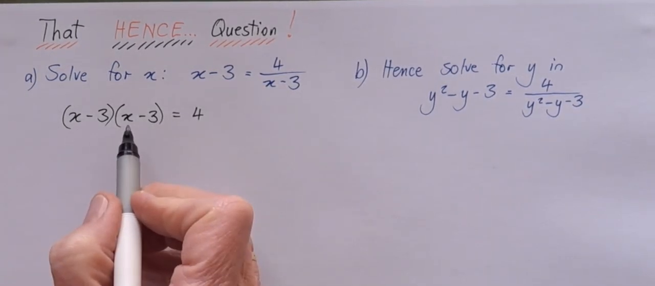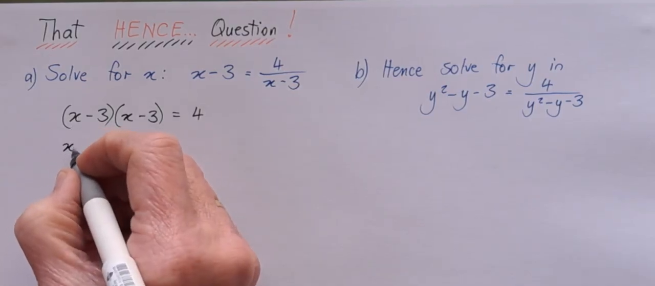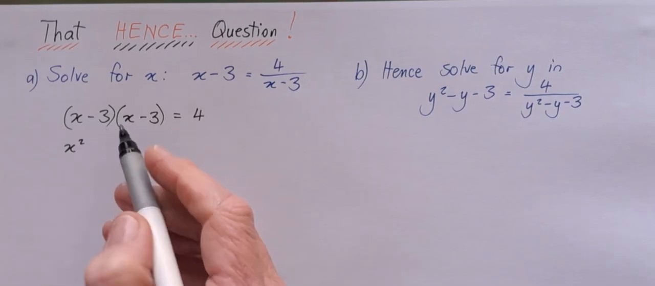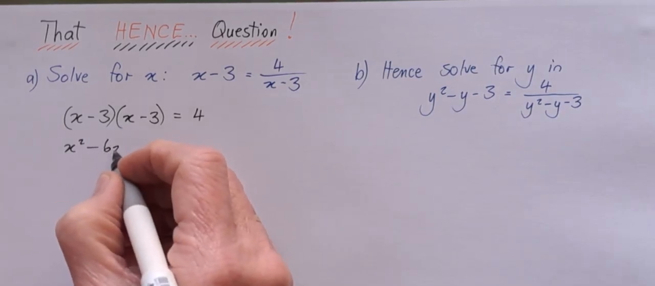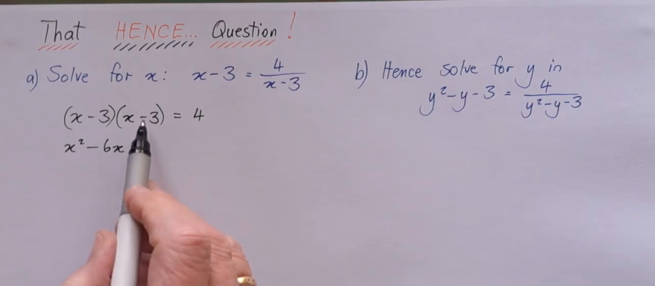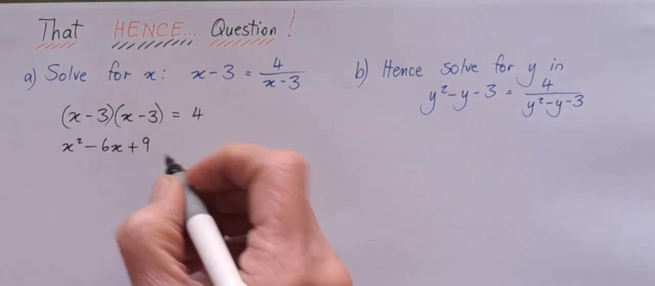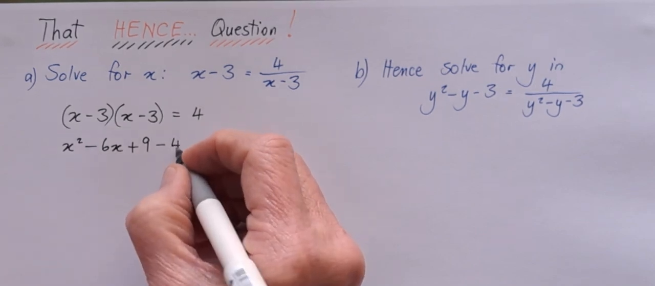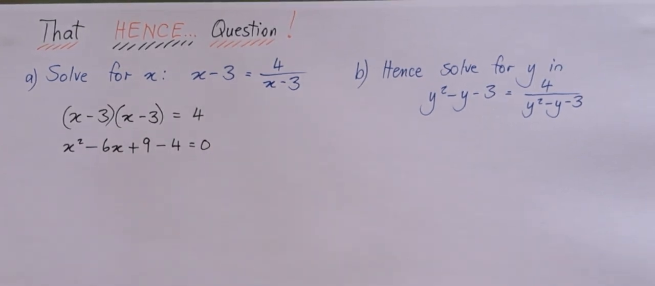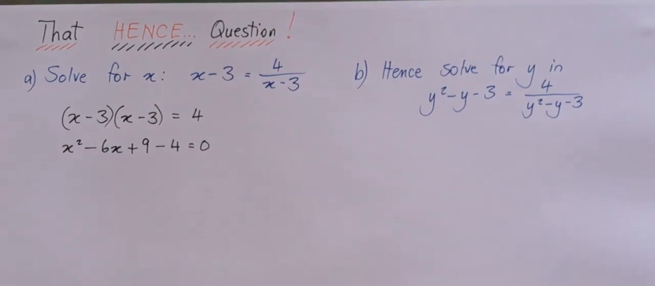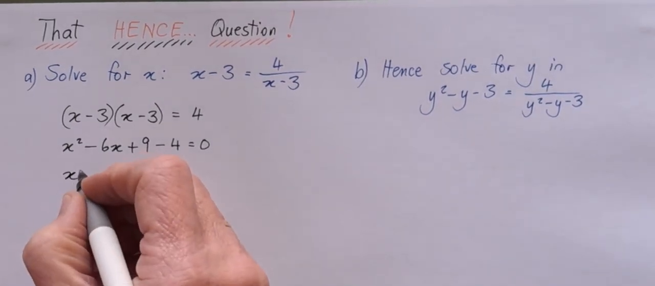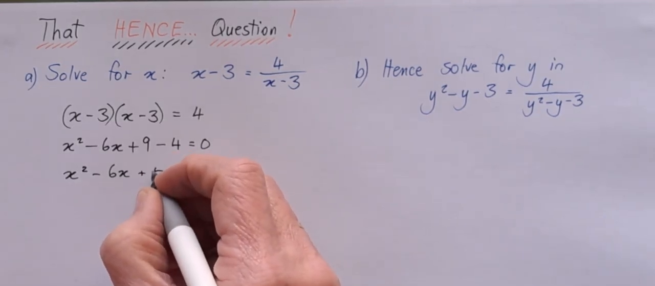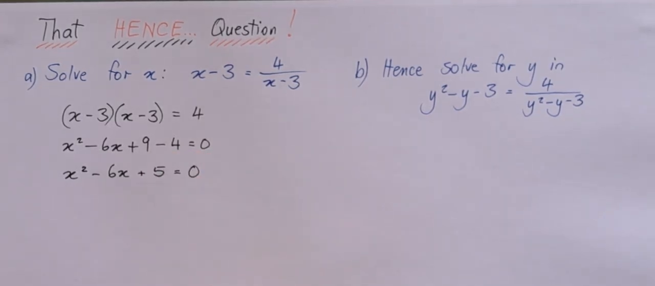So multiplying out these two brackets, x times x, my outers are going to give me negative 3x, my inners are giving me negative 3x, so I've got negative 6x, and my outers negative 3 times negative 3. And I want to bring that across because I see that it is quadratic, so I know that I need to gather everything onto the left-hand side, and the right-hand side has to be equal to 0. So tidying this up, 9 minus 4 is 5.